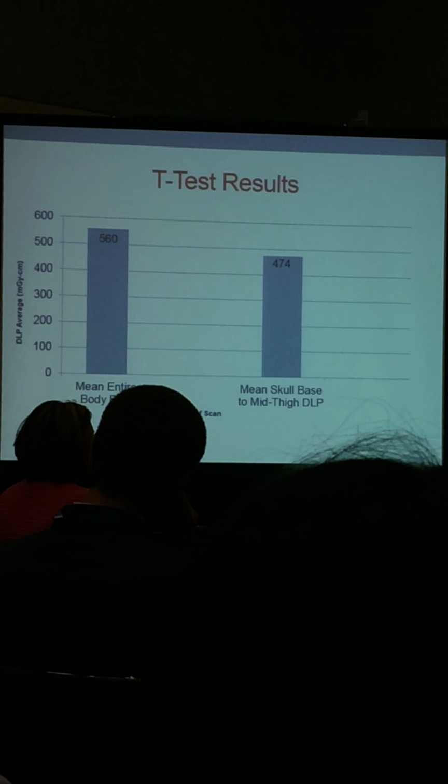So here are my t-test results. The left bar represents the average entire body DLP value, and the right bar represents the average skull base to mid-thigh DLP value. For my t-test, I used an alpha value of 0.05, so in the case of my research, a p-value above 0.05 is going to signify statistical similarity, and a p-value below 0.05 is going to signify statistical difference. After performing the t-test, I retrieved a p-value of 0.02, and 0.02 is less than 0.05.